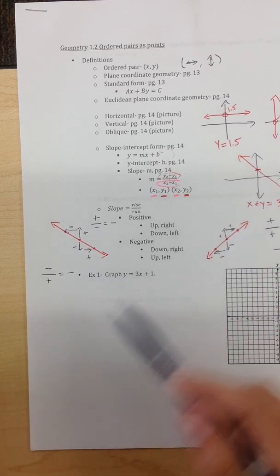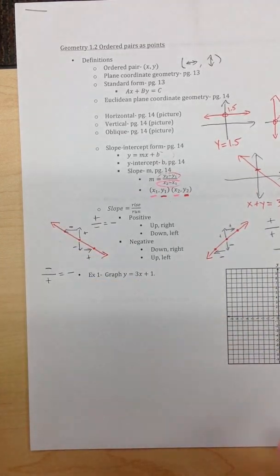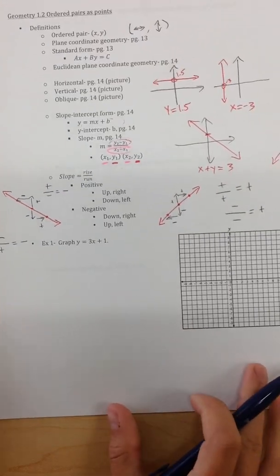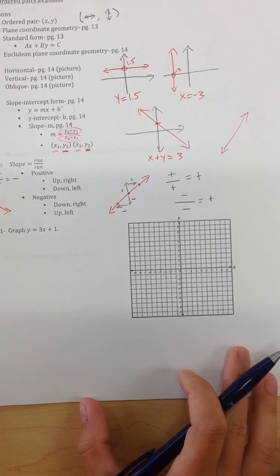But positive, always going to be uphill. Negative, always going to be going downhill. Okay? Alright, so the next thing they want us to do here is to graph an equation.